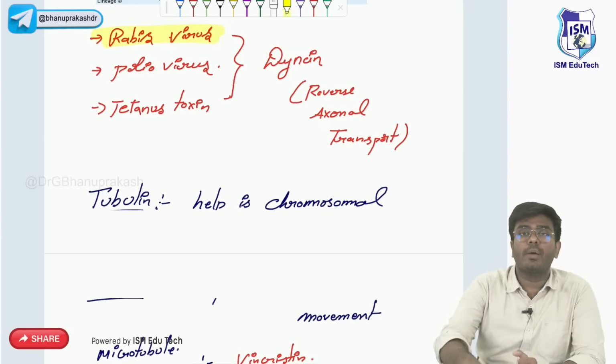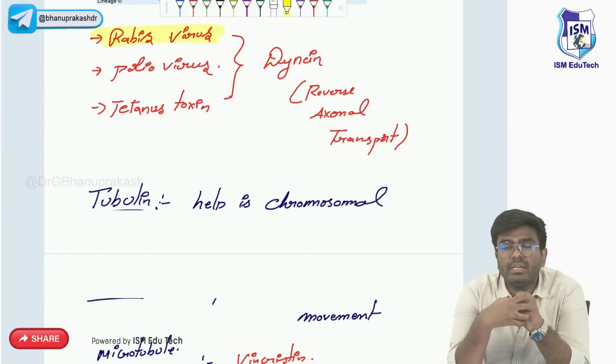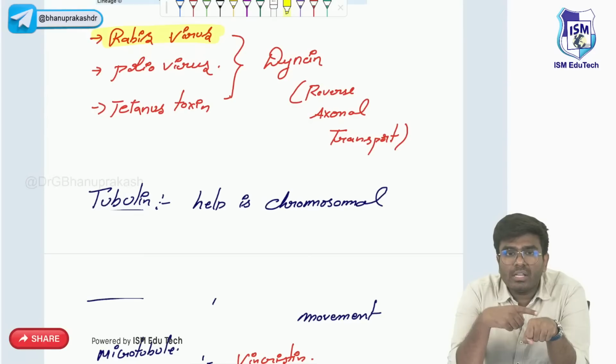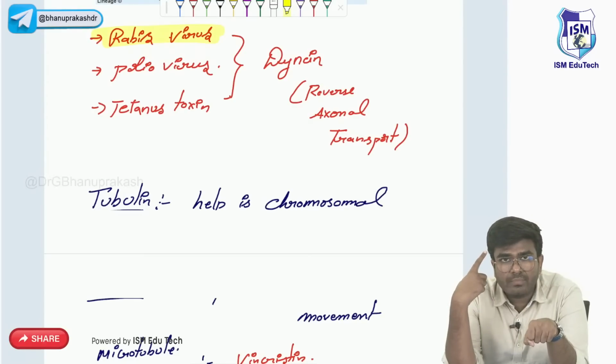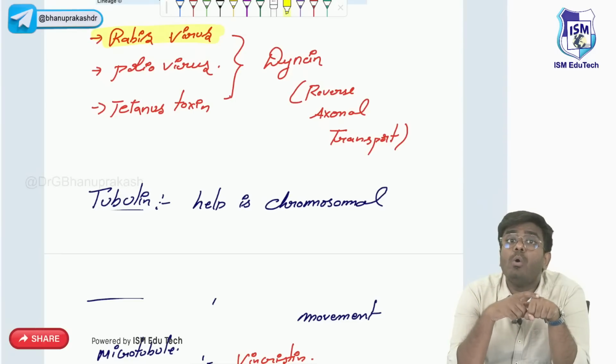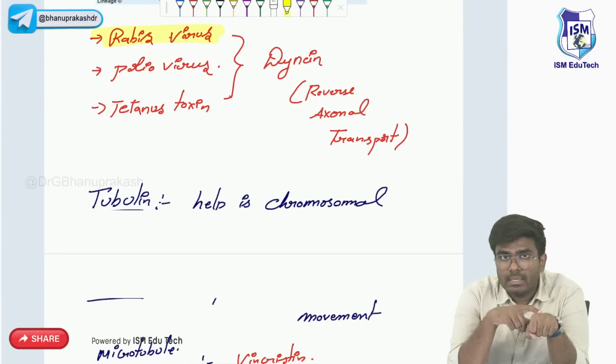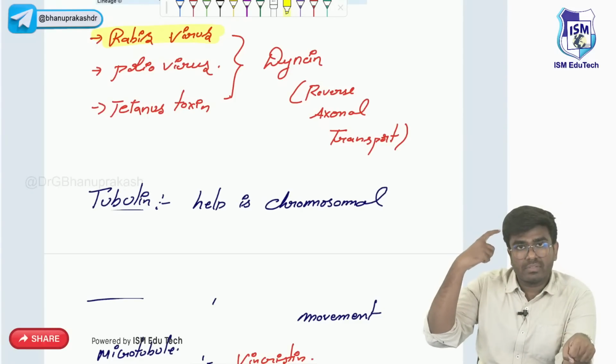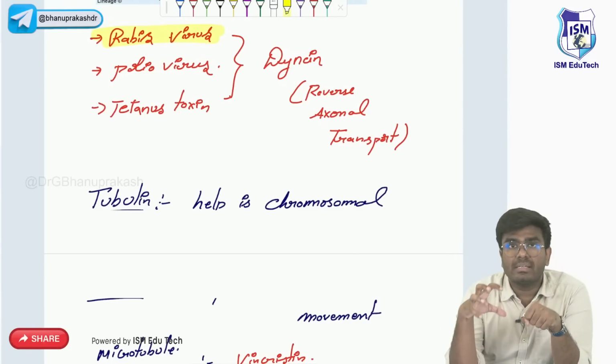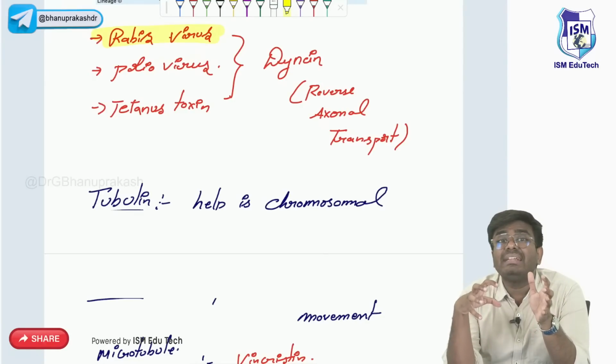Okay, rabies, whenever a dog comes and bites you, a mad dog which is infected with rabies. Now this rabies virus has to go to the central nervous system for the features to appear. Now, how will this rabies virus go to the central nervous system? This rabies virus uses dynein.